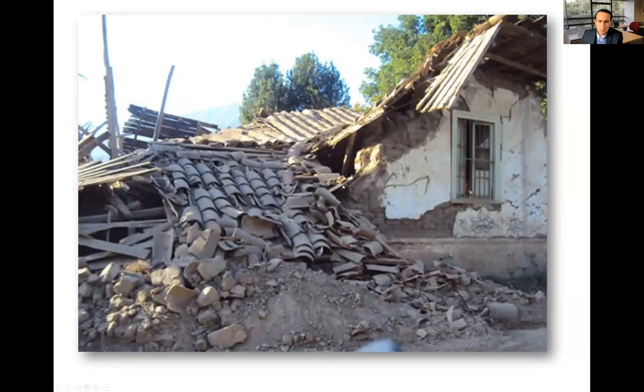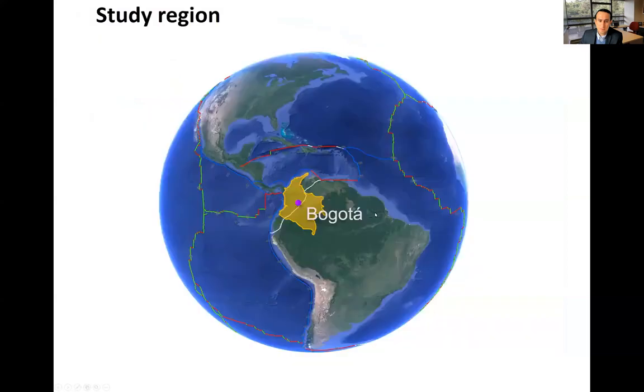In this other picture, we see an out-of-plane failure, where sometimes the forces from the roof will move the wall out of its plane, and we get this kind of behavior.